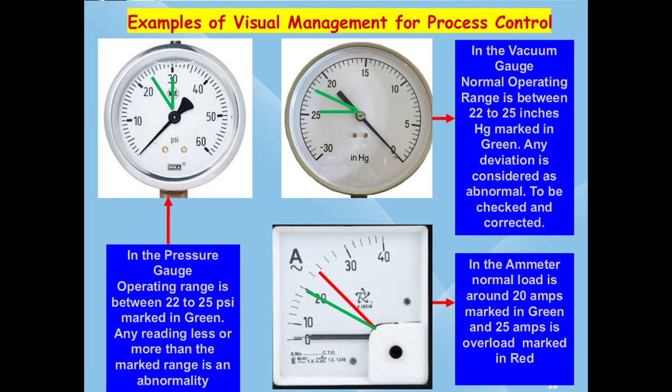If the load is below the green line, it indicates poor pumping, maybe due to impeller scaling. Stop the pump, check impeller and descale it. This is very good for process people. Visual management, very important thing.